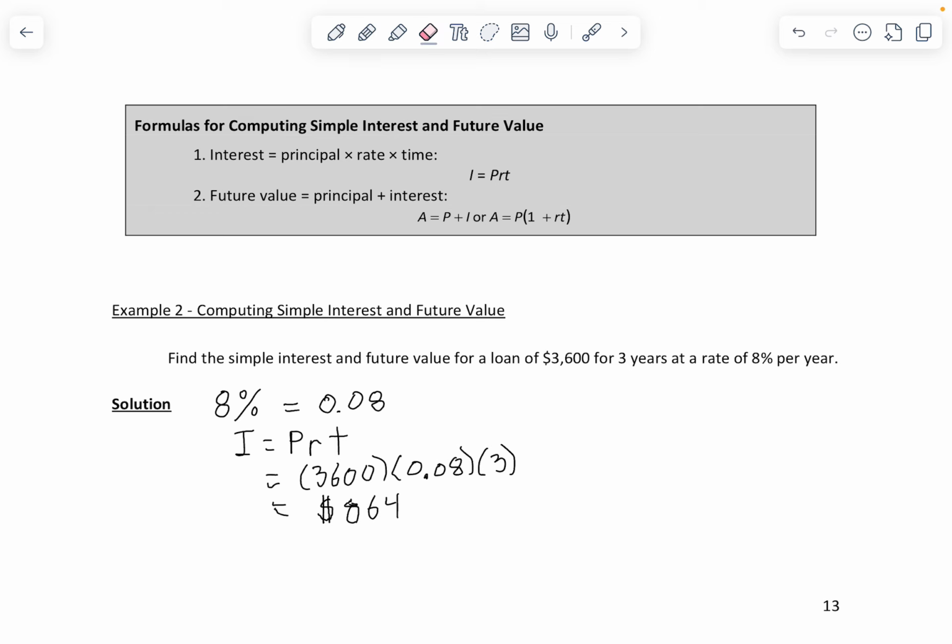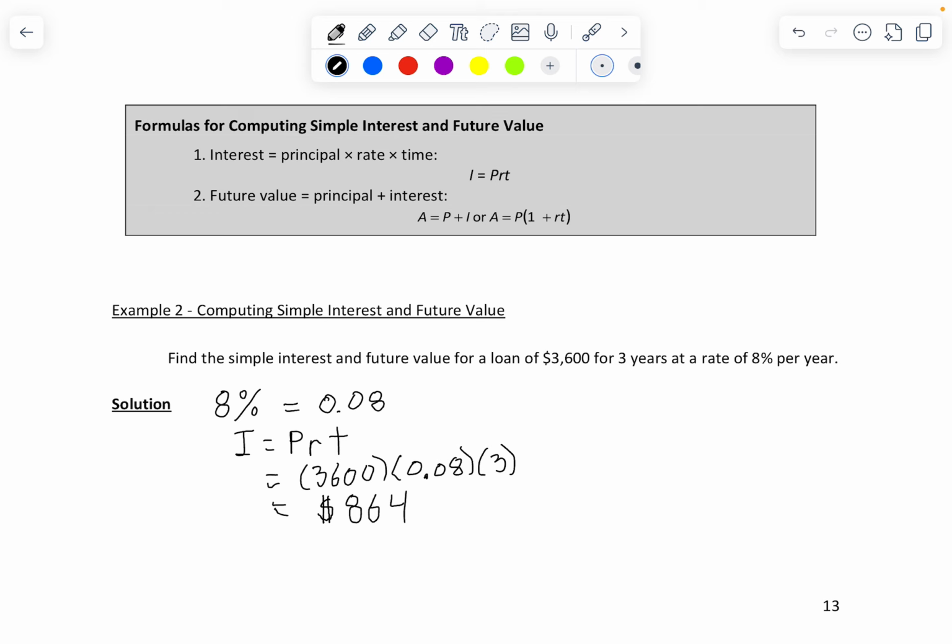Let me try that again. Write that a little better. All right. What happened there? Did not intend for that to happen, sorry. 864. There we go, it's a little better.